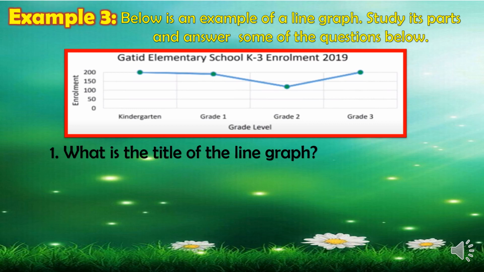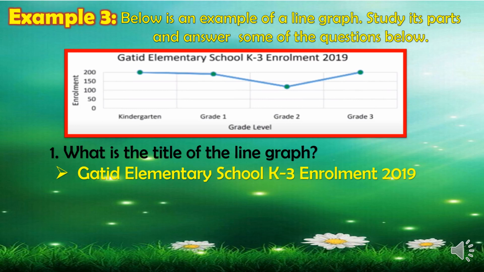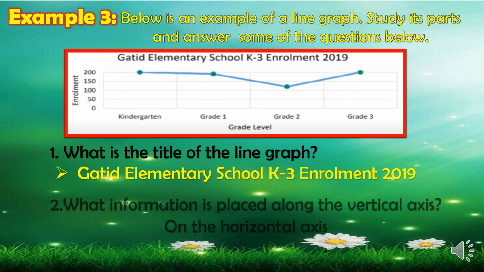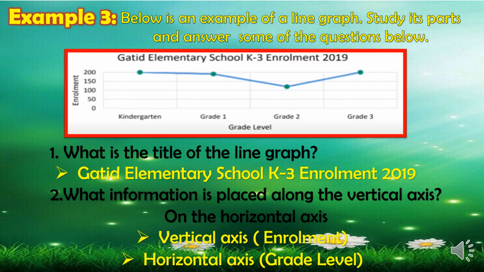So the first question is, what is the title of the line graph? This is entitled Gatid Elementary School K-3 Enrollment 2019. And then what information is placed along the vertical axis and on the horizontal axis? On the vertical axis, we have the enrollment. And then the horizontal axis, grade level.